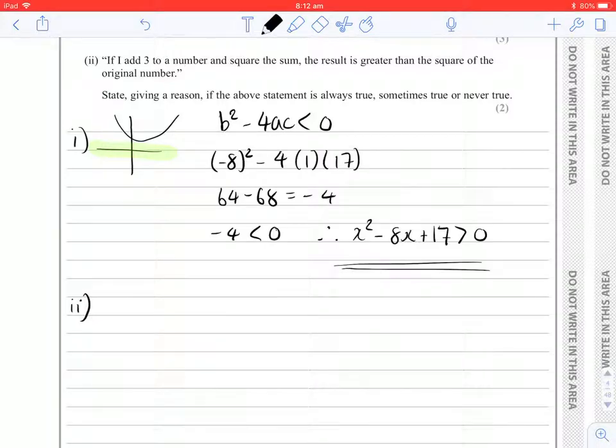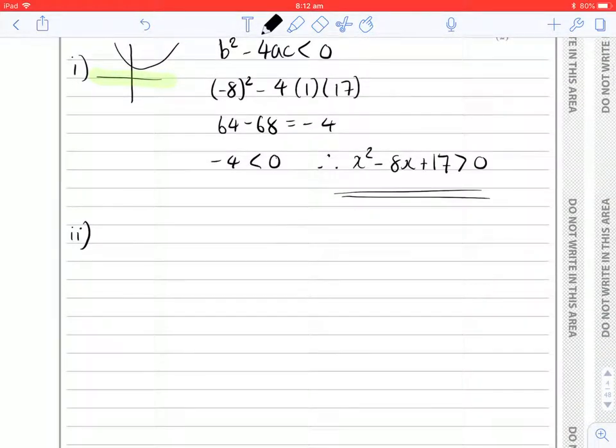Well, if I have a positive number and I add 3 to it and square it, stands to reason that it's going to be bigger. So we know that it's either sometimes true or always true, so we can get rid of the never true. We know that's not going to be right. However, if we have a negative number, is that always going to work? Well, no, it's not. So I'm going to say that this is going to be sometimes true.